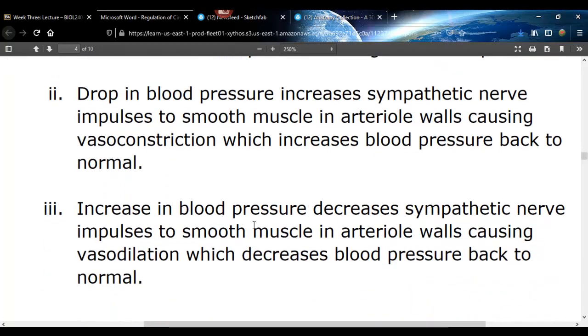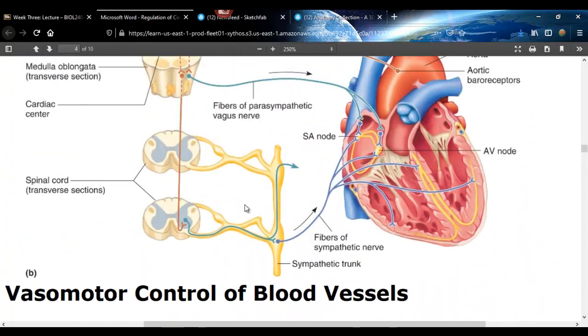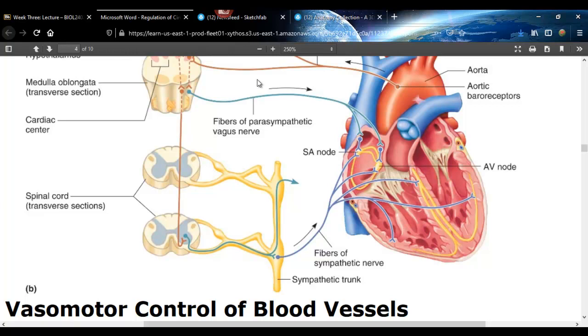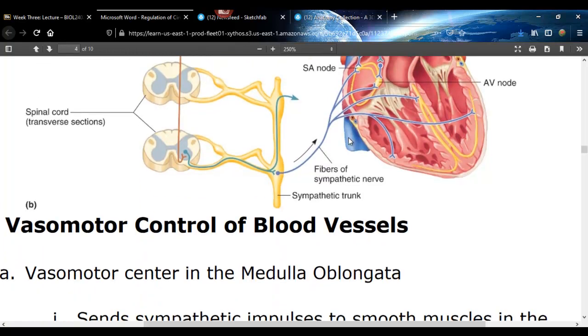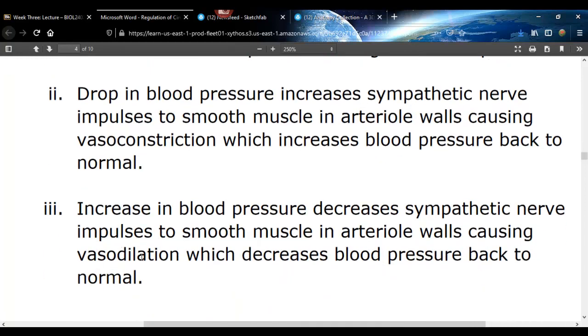If blood pressure is high and there's a point where you want arteries to dilate, there'd be less sympathetic nerve stimulation and the vessels would dilate. That all happens at the vasomotor center. And it's all sympathetic. There are no parasympathetic nerves involved with arteries and veins as far as them constricting and dilating. Vasoconstriction means a decrease in the lumen, the inside. Vasodilation is an increase in the lumen. In other words, an increase in size and more blood flow.